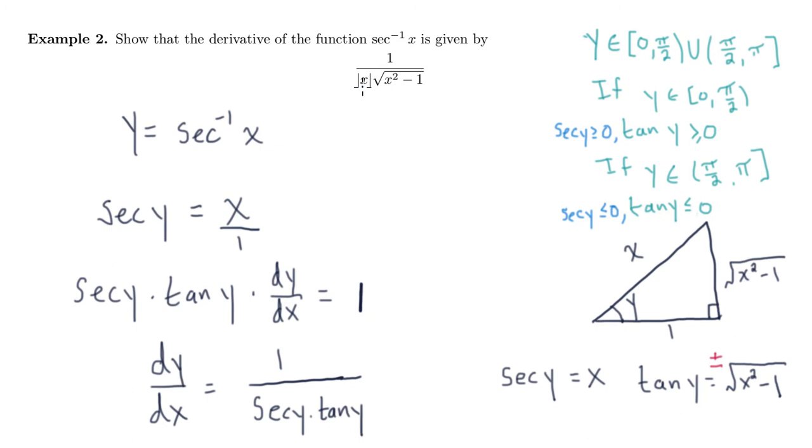Okay, so let's just think about this. If y is between 0 and pi over 2, both of these quantities are positive. So remember that secant y is really equal to x, and tangent y is really equal to square root of x squared minus 1. So everything's positive, right? If y is between 0 and pi over 2.